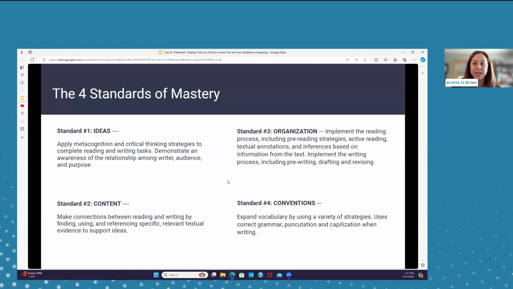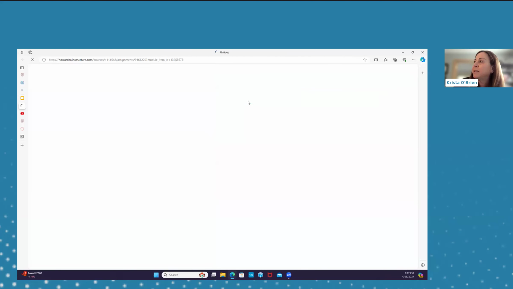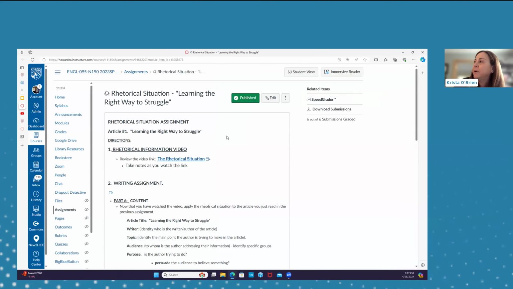So I took my objectives and I made them into standards. I made them into 4 standards. You can make yours into more standards. You can make yours into less standards, but these 4 standards seem to work for my classes. So this is how we started with the 4 standards. I'm going to click an example of what one of my lessons might look like.